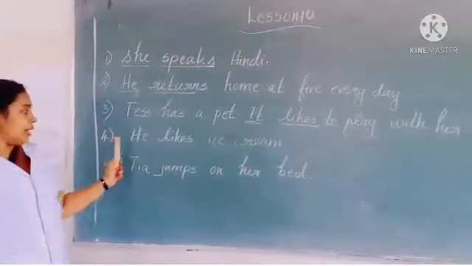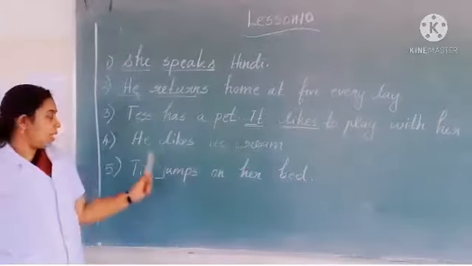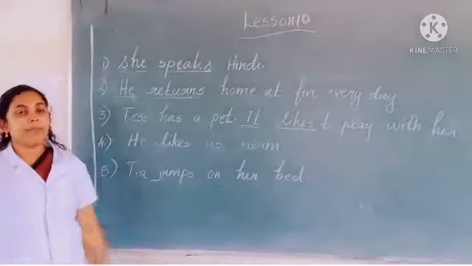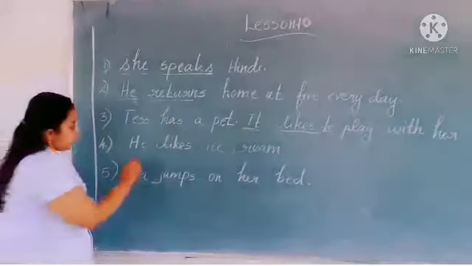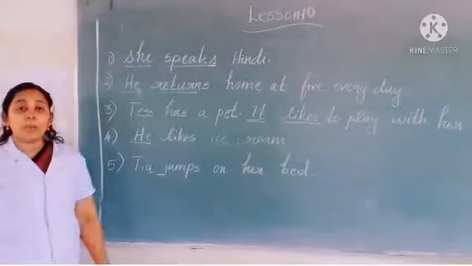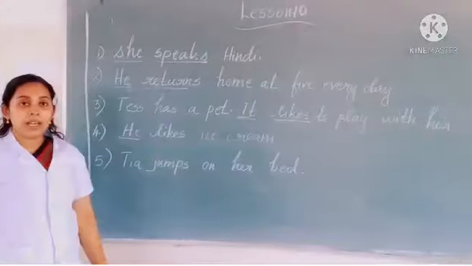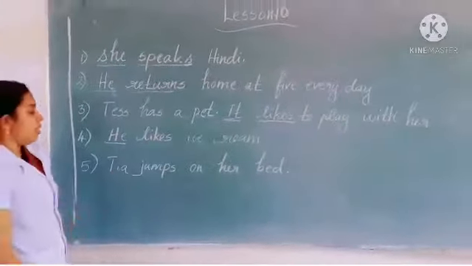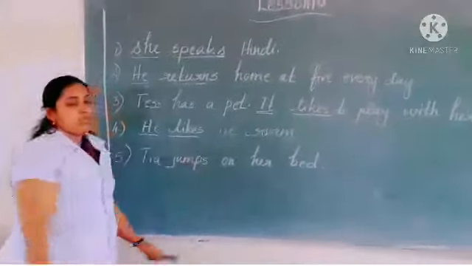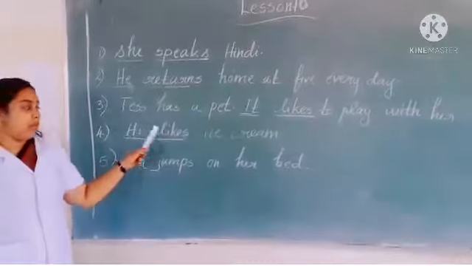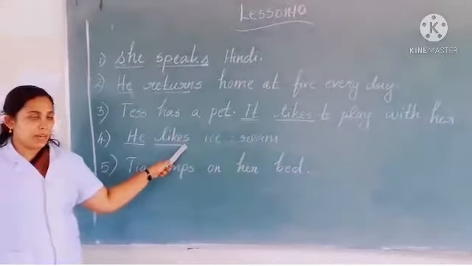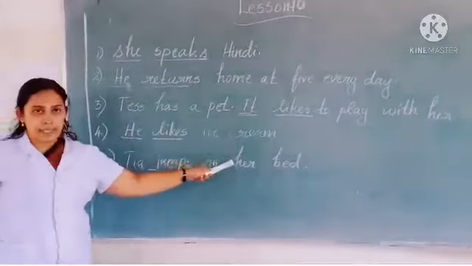Fourth one: He likes ice cream. Which is the noun? Yes, he is the noun. Is he singular or plural? Yes, singular, only one. So which is the verb here? Yes, like. Here the verb is like. So the noun is singular, that's why we add s to the verb. So, He likes ice cream.